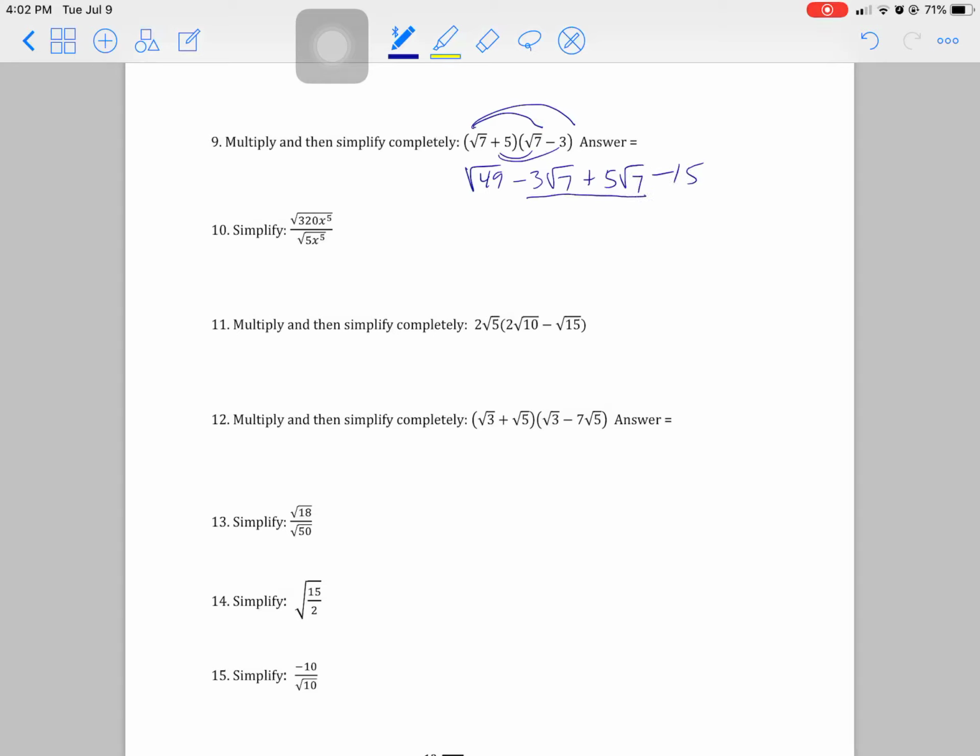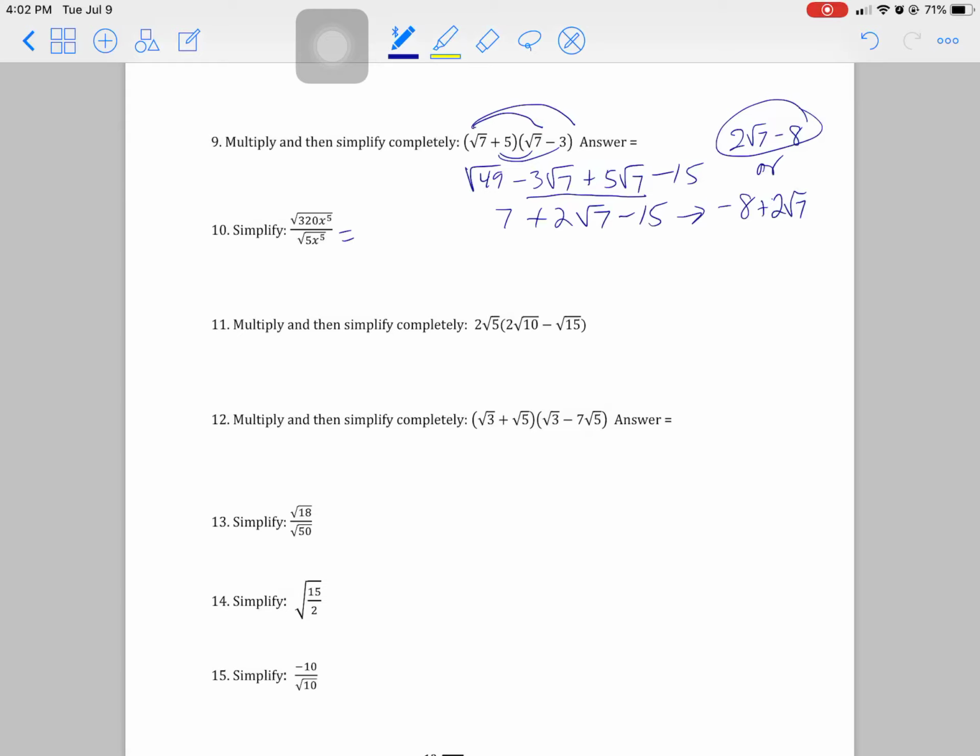You add like terms. Convert the 49 is 7 plus 2 square root of 7 minus 15. That's going to give you negative 8 plus 2 square root of 7, or 2 square root of 7 minus 8. Either one. Okay.